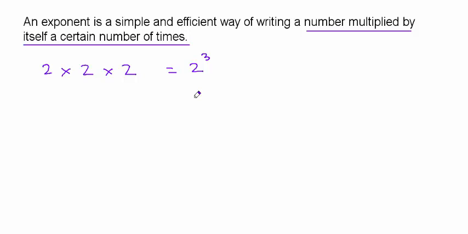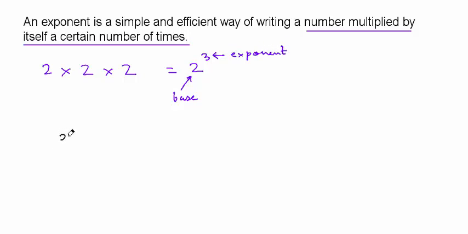The number that gets multiplied by itself is called the base, and the number of times it gets multiplied is called the exponent. Therefore, in this example, 2 is the base and 3 is the exponent.